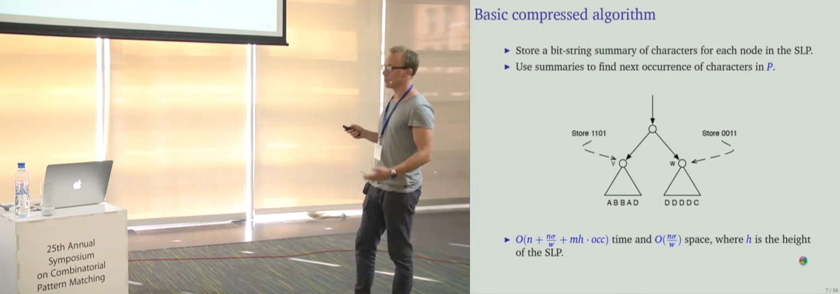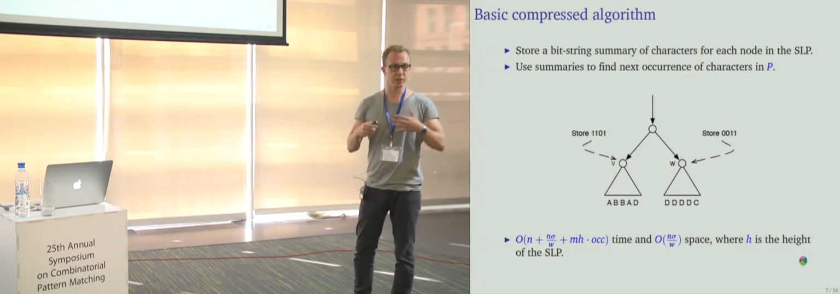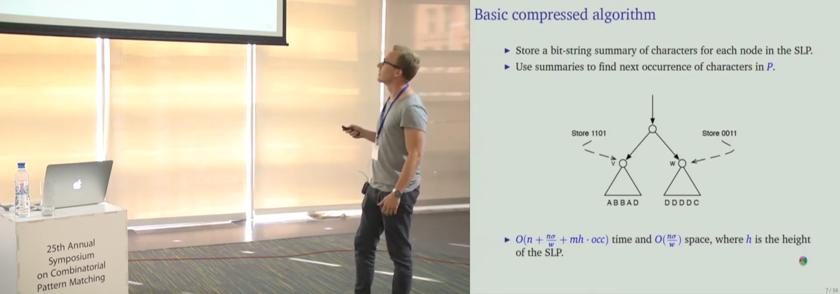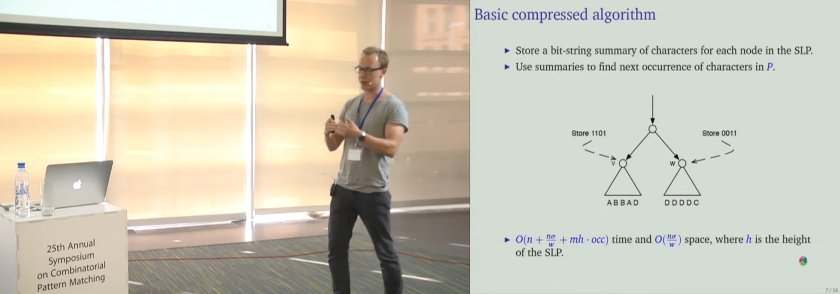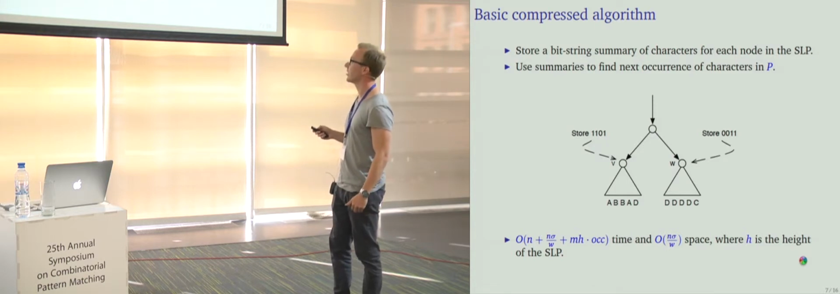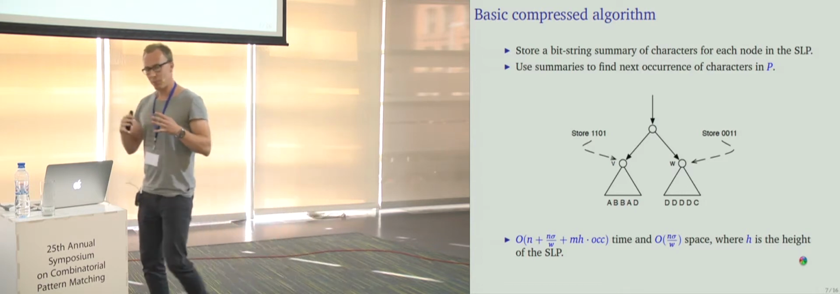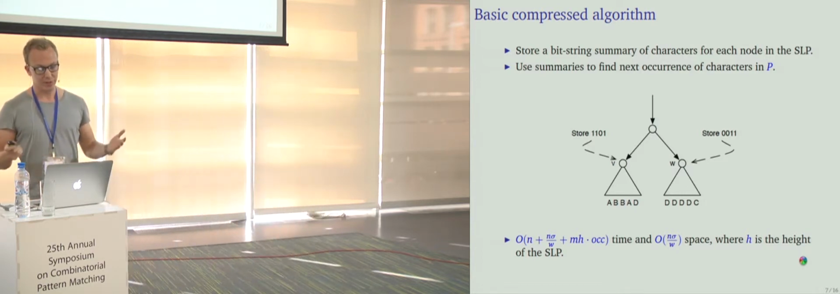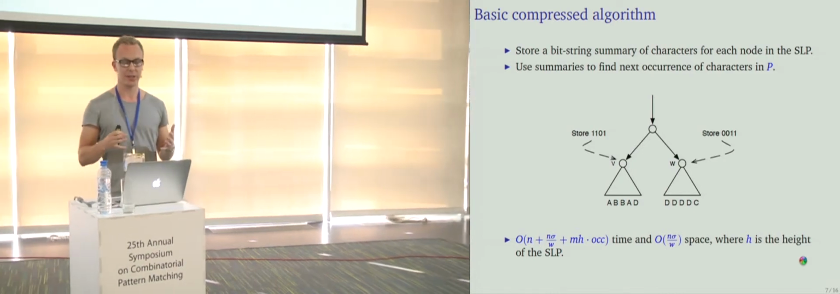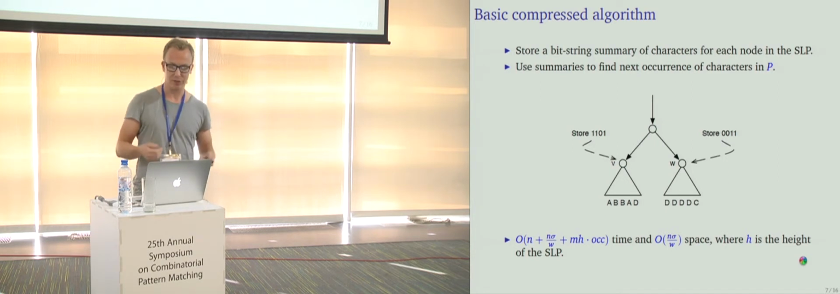And then using this, we achieve an algorithm with this running time where this term stems from creating the summaries, and this is for looking for each of the characters of the pattern, for each occurrence of the pattern. And here I should say that h is the height of the straight line program. This is basically the algorithm. The rest of the talk is going to be about how to bound the parameter h to something that is a bit more interesting.